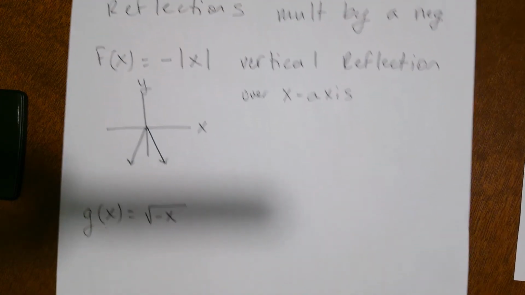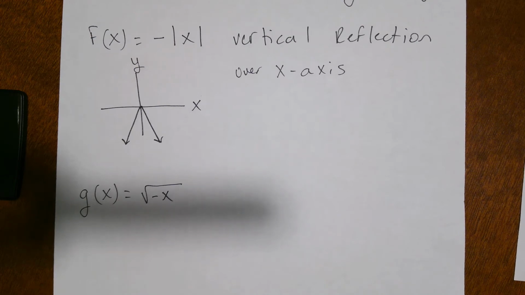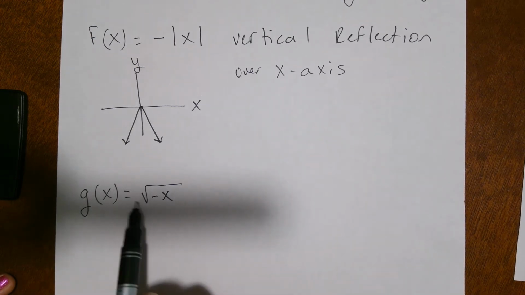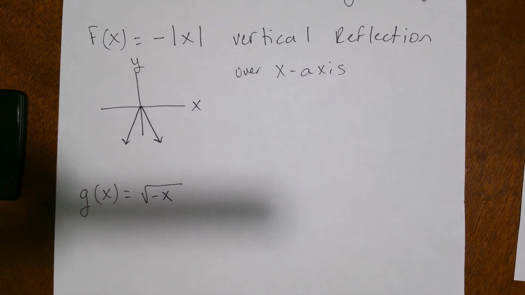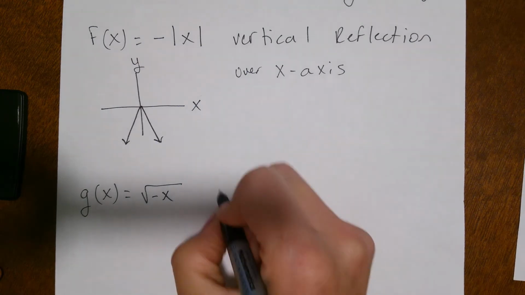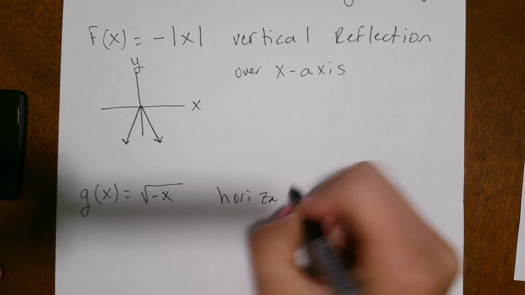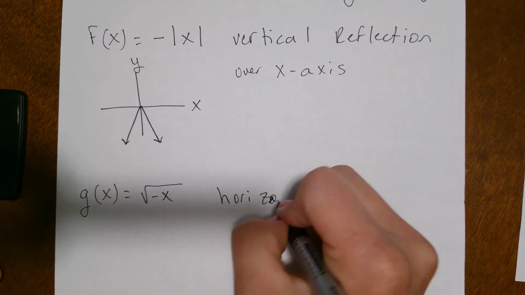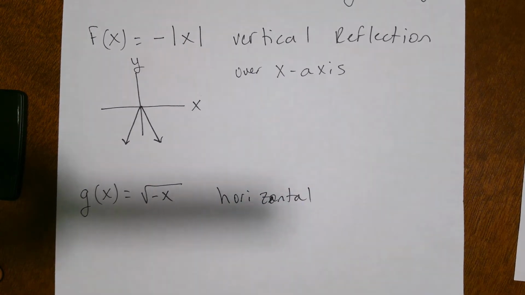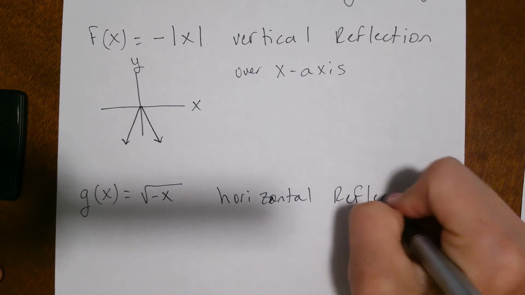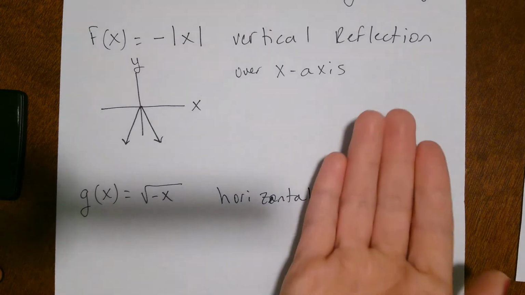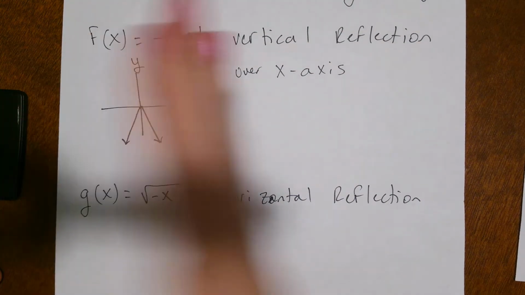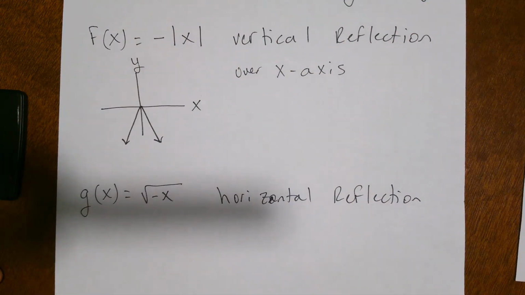Alright, let's look at one more. G of x equals the square root of negative x. Notice here, my parent function is the square root of x, but there's a negative thrown in there with my x. So that negative is now on the inside, indicating horizontal. Alright, so horizontal reflection. The negative's on the inside, so it is horizontal. It's being multiplied, so it is a reflection. So if you think about flipping something horizontally, we're going left to right, which makes us flip over the y-axis.